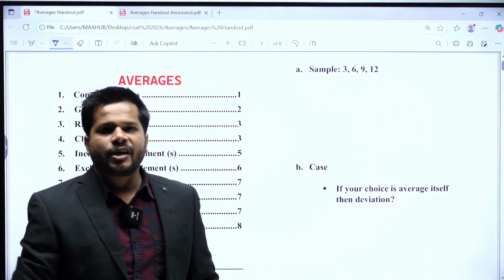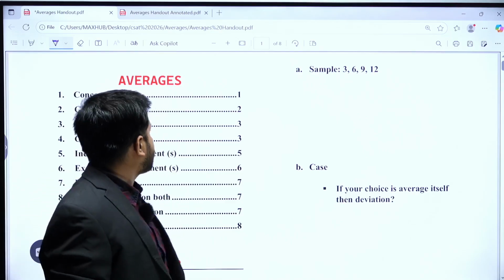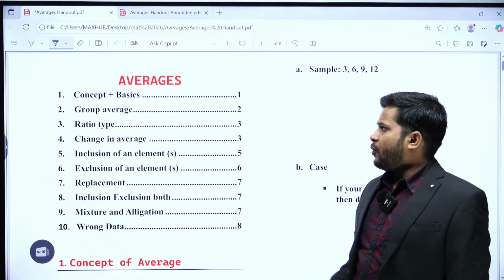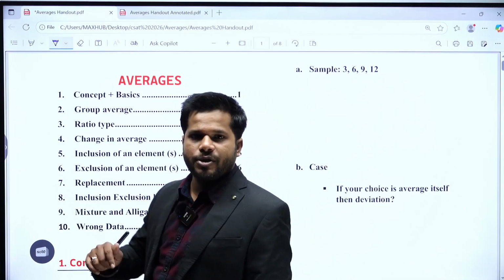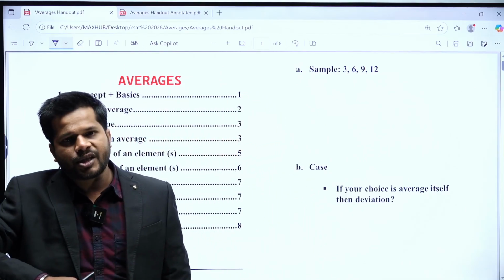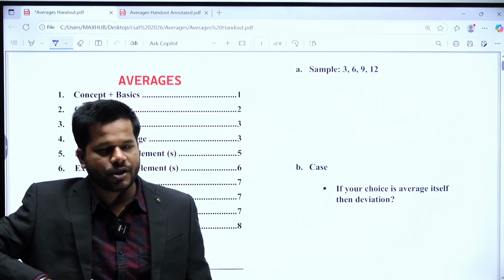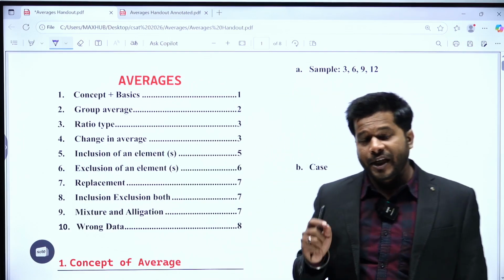In our CSAT Complete course, we are starting a new topic today, and the topic is, you can see on the board, averages. Now, before beginning with this topic, I want to tell you the importance of this topic. In UPSC CSAT, you will get at least one question, or it can extend to two questions. But it has its own significance in data interpretation.